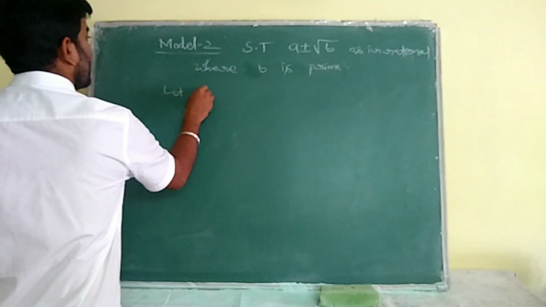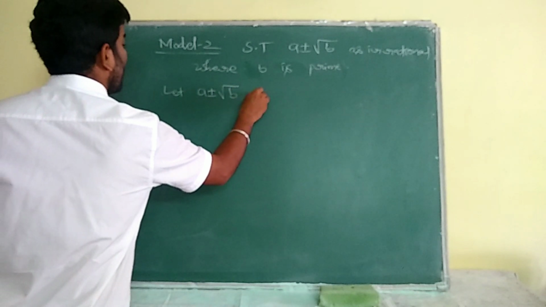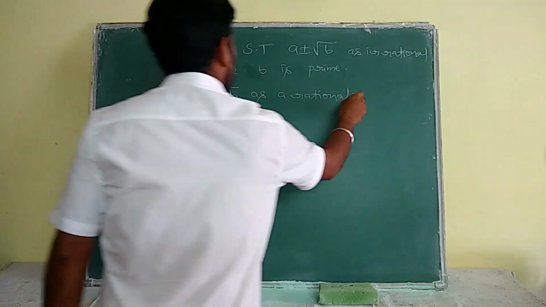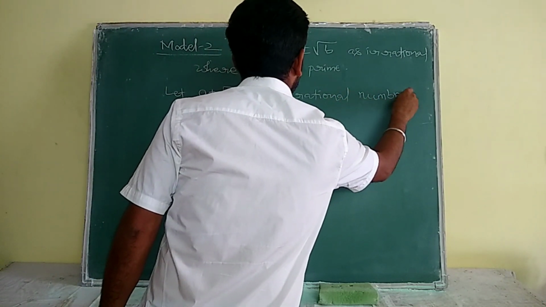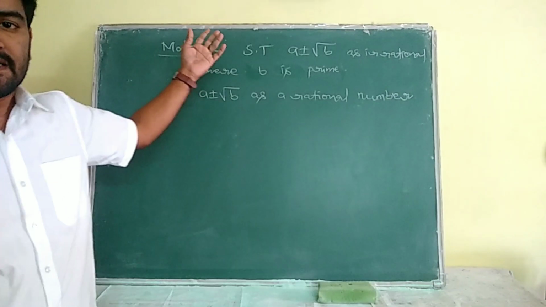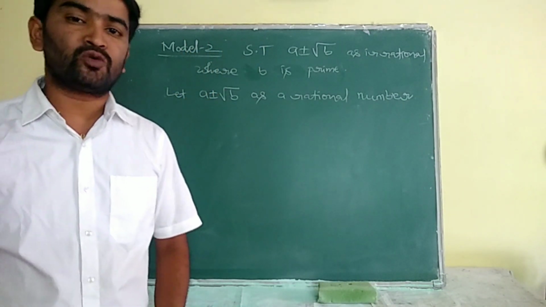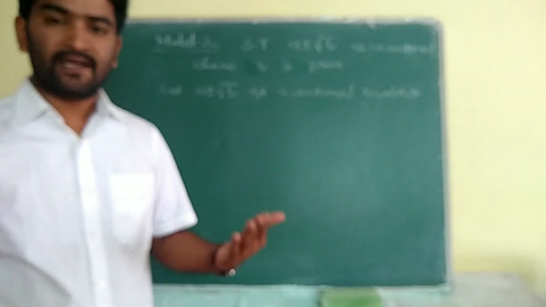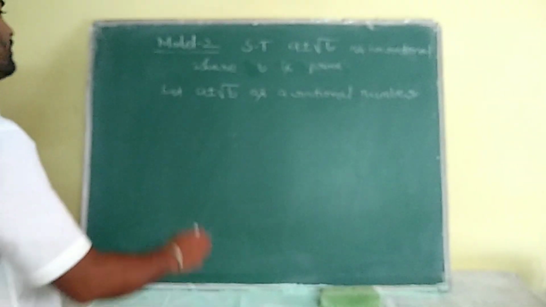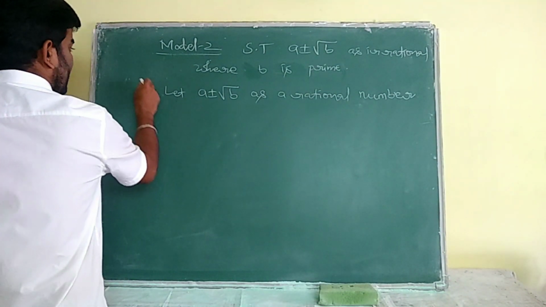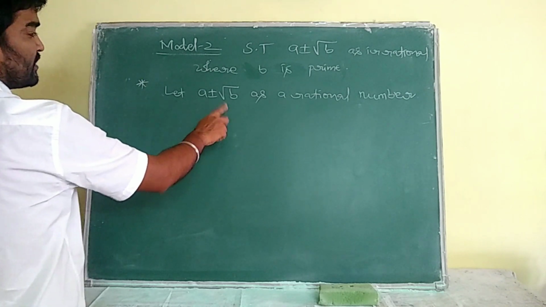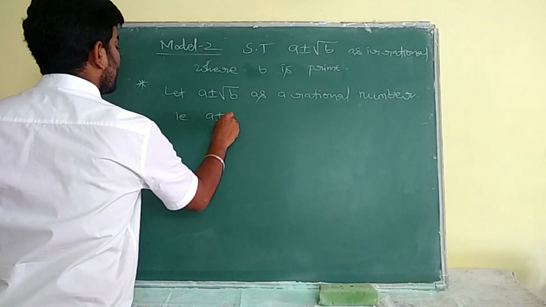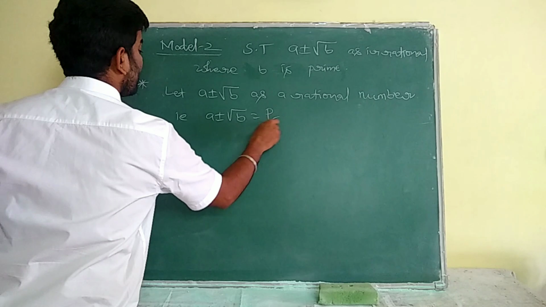Firstly, we have to assume a plus or minus root b as a rational number, because we already discussed it. The proof of these models will be done through the method of contradiction, that is proof by indirect method. So we will solve this in the following steps. Step 1: assume that a plus or minus root b is a rational number, that is, a plus or minus root b is expressed as p by q.